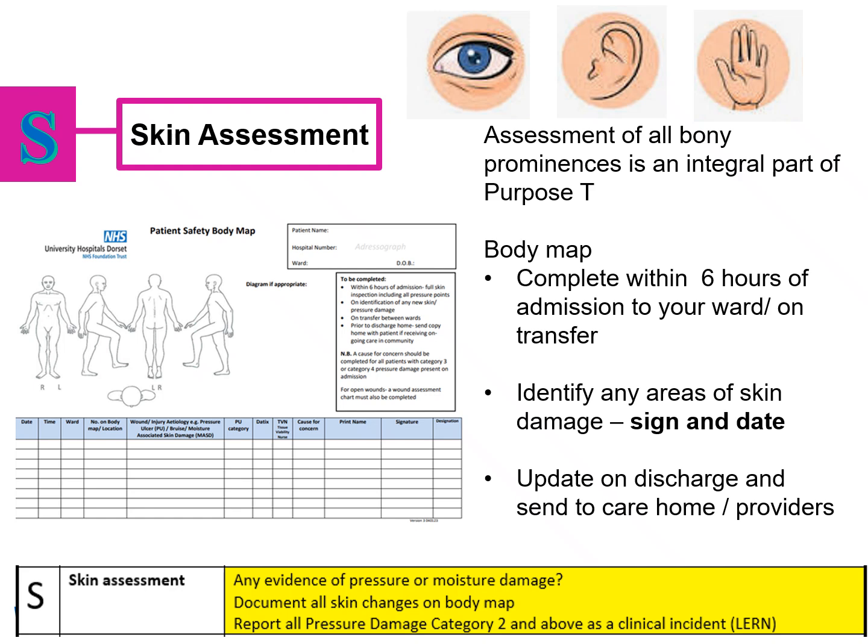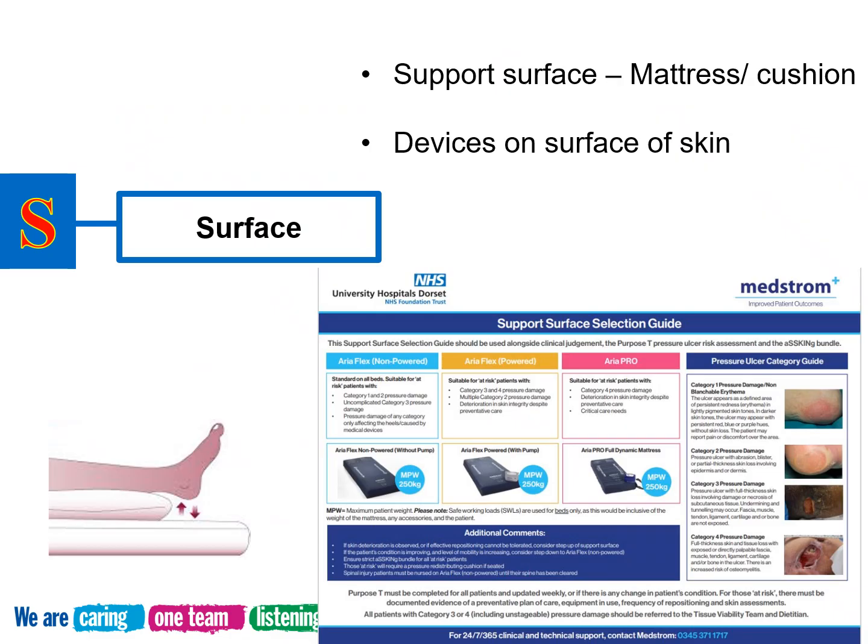This section on the new skin bundle simply reminds us to document any changes on the body map and to report all pressure damage of Category 2 and above via Datix. Those patients with Category 3 or 4 damage will also require a tissue viability referral, which is made via EPR.